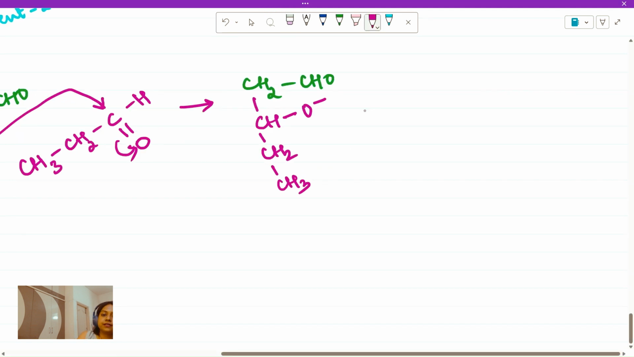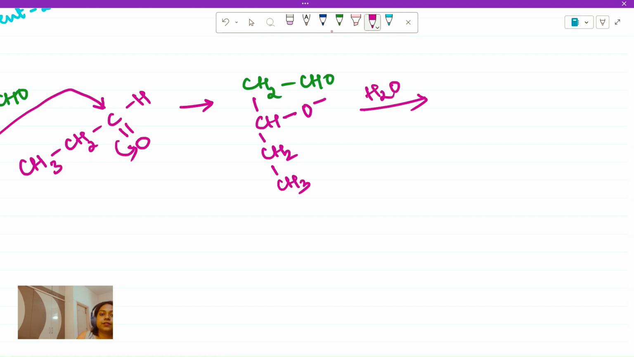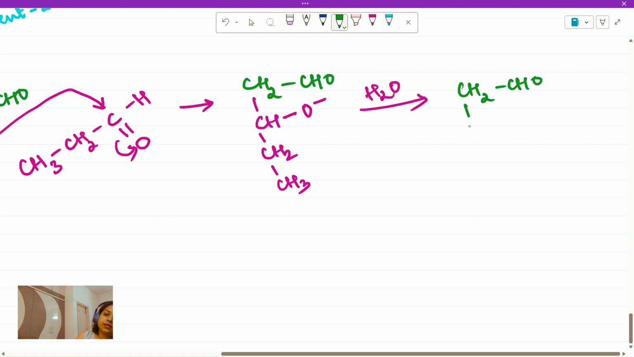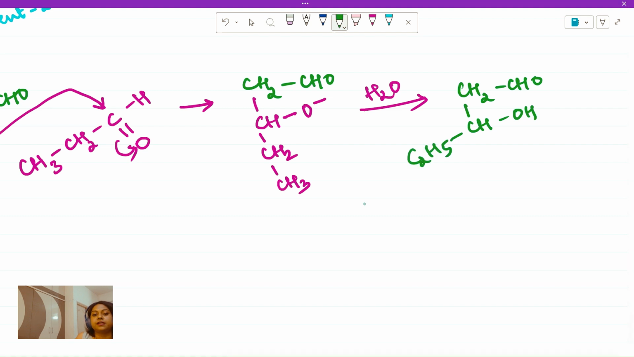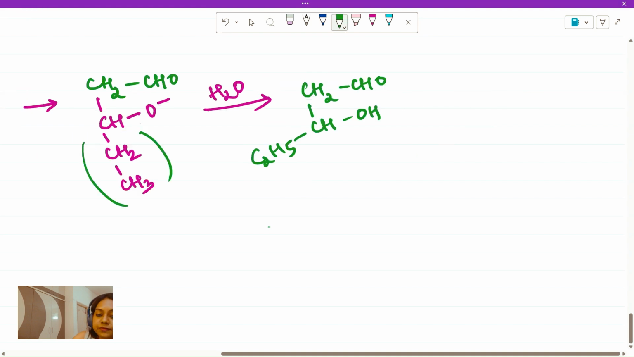Here CH2, CHO, and now what happens? CHOH and this C2H5, I'll just write C2H5. Do you understand? CH2, CH combined, I've written C2H5. Okay, this is the beta hydroxyaldehyde that you get.